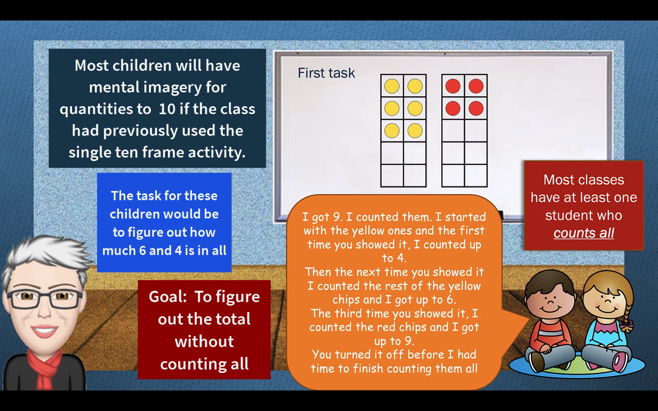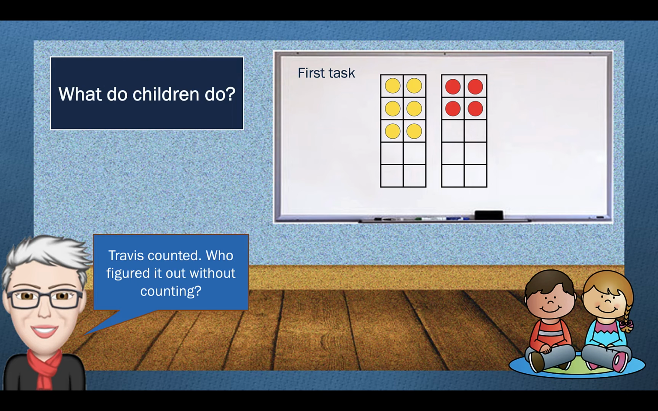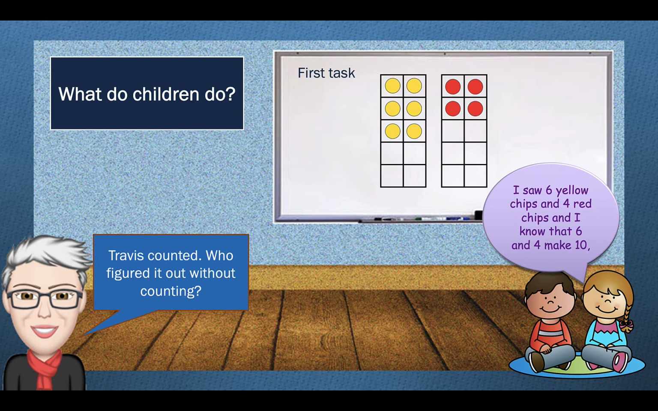In this case, the teacher would acknowledge what Travis said by saying, "Travis counted. Who figured it out without counting?" Notice also that the teacher does not work with Travis until he gets the correct solution. He will figure that out as the discussion progresses. And there's no learning benefit for Travis or for the rest of the class for the teacher to pursue the discussion just with Travis.